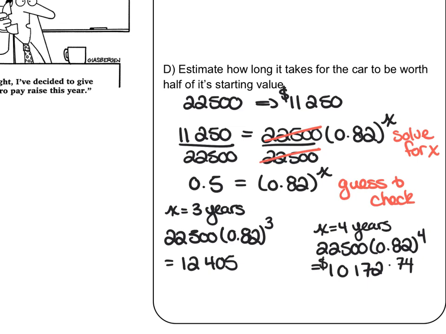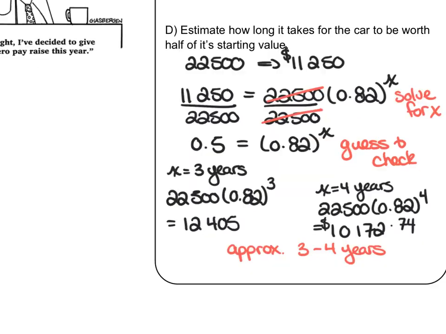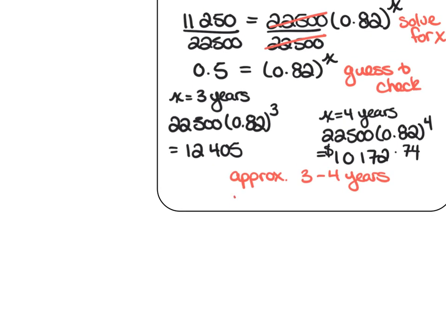Now you'll notice that 11,250 lies between those two values. So in this case, we can do the same thing. We're going to say approximately 3 to 4 years. You may also choose to say between 3 and 4 years. Either one you decide is good because we're just approximating in this case as well.